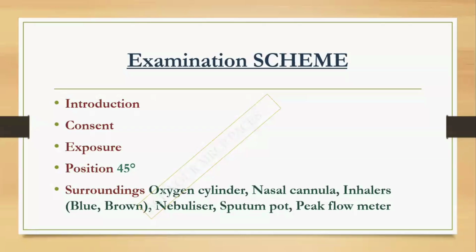All right. And similarly, near the couch, there may be some inhaler, either a blue inhaler or a brown inhaler. This is especially important for PACES candidates, because sometimes they put it there and just wait to see whether the candidate will pick it up or not. A blue inhaler might be a beta 2 agonist, salbutamol. If it is a brown inhaler, it might be an inhaled corticosteroid. All right. So you should look in the surroundings for these clues. You should also look for a nebulizer, sputum pot, and peak flow meter. All right.